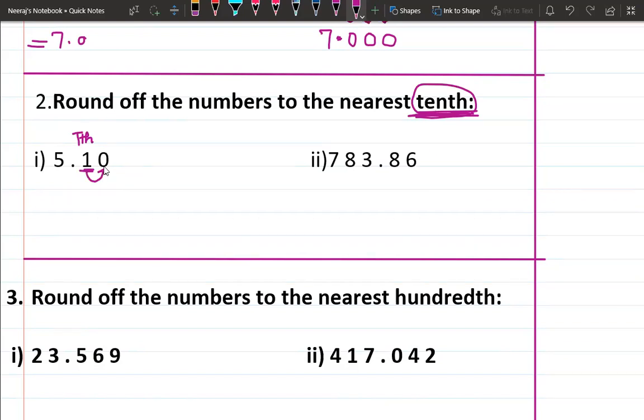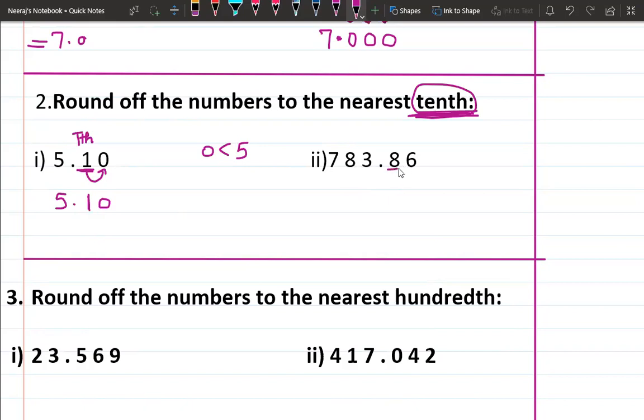This will be 0, and 0 is again less than 5. What will happen? The digit on the right side will become 0. So we'll write 0, and the digit will remain as it is because it will not change, and the rest of the numbers we copy right down. It means the answer is coming same. It will not change because the 0 is less than 5, so the rounded number will remain same. That's why we have copied down 1. Okay, let's try the next one.